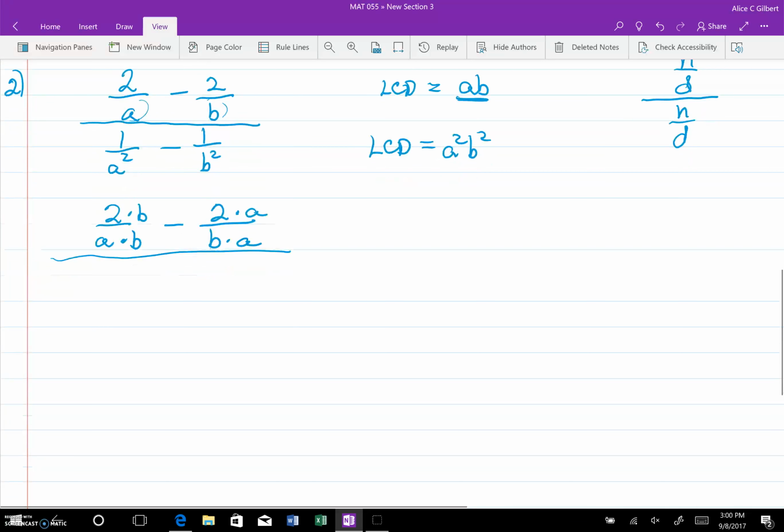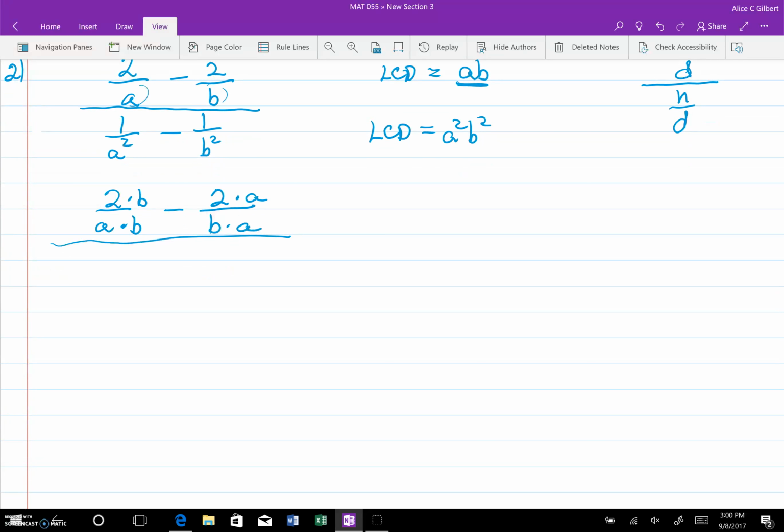Now we're going to do the next step in the denominator. Remember, do not take these apart. Work the first step of the numerator, then the first step of the denominator, second step of the numerator, second step of the denominator.